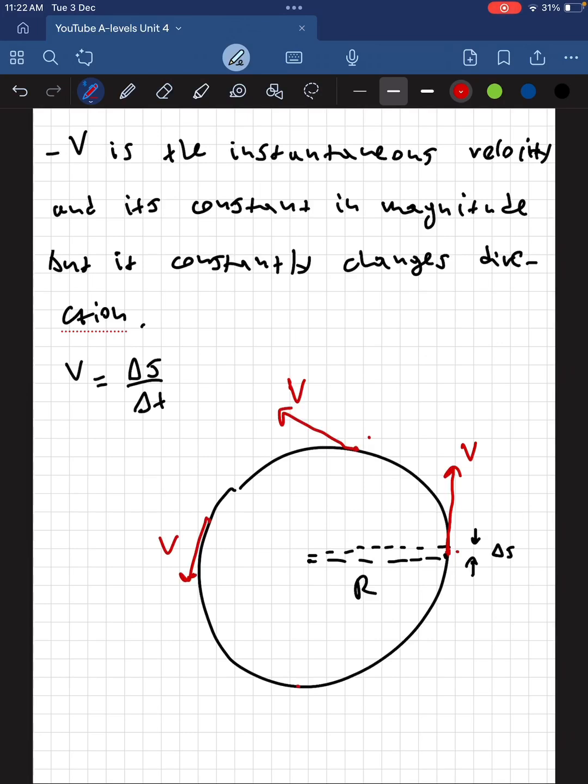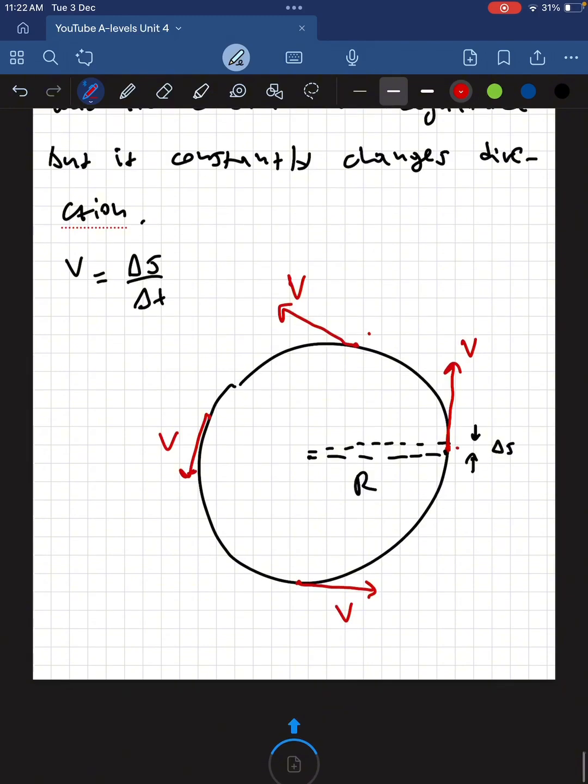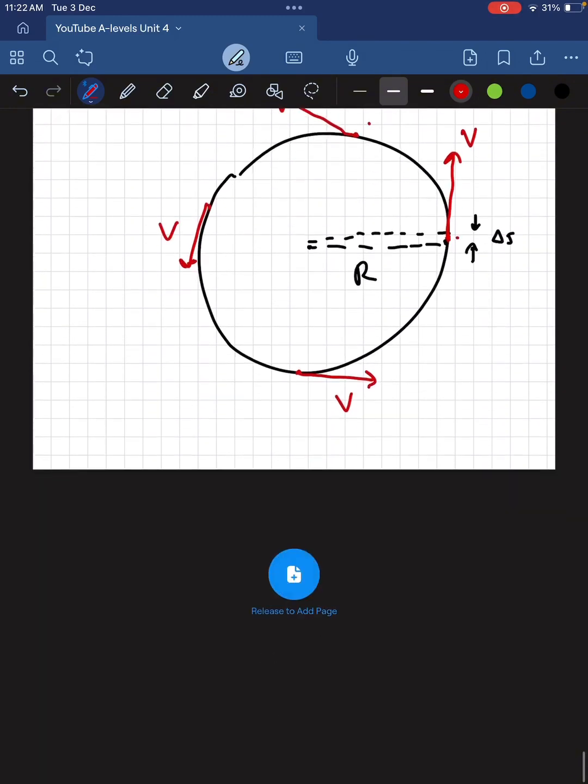And since the direction changes at all times, that corresponds to an acceleration. But we're going to talk about that later. So let's keep discussing angular velocity.